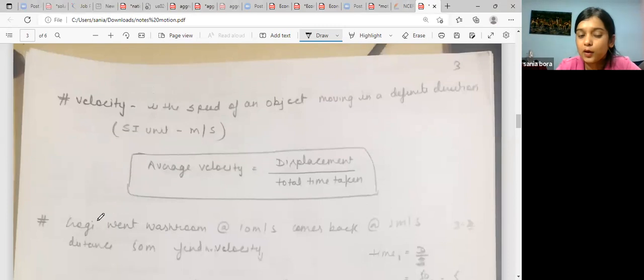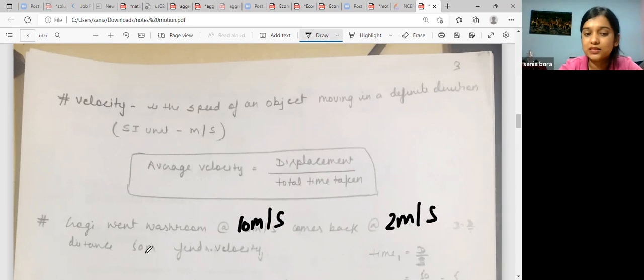See, Gogi went to the washroom with the speed of 10 meter per second and comes back with the speed of 2 meter per second. And the distance is 50 meters. So I'm just explaining the question. You have to give me the answer.